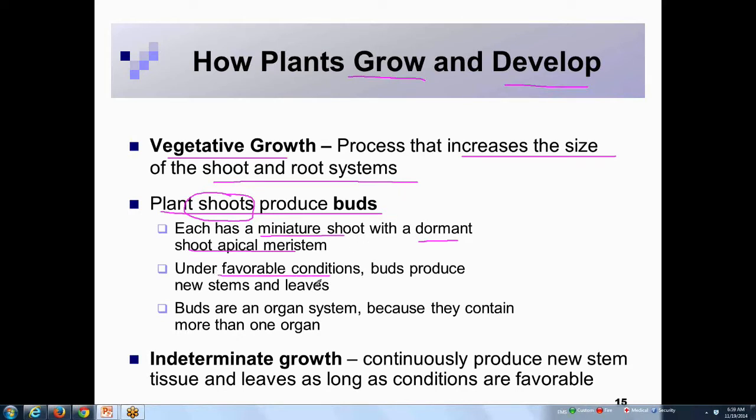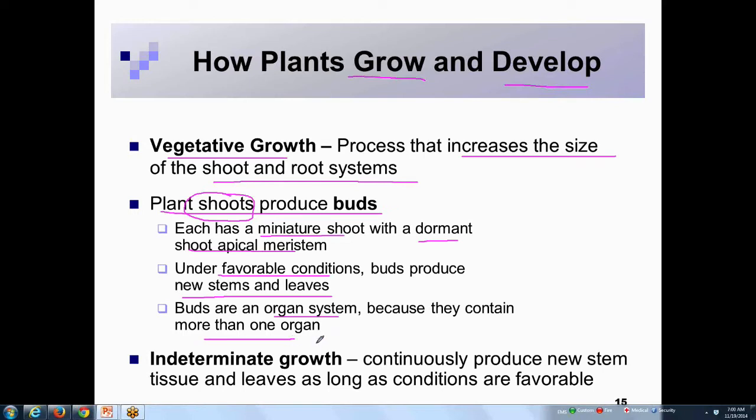Under favorable conditions, the buds produce new stems and leaves. However, there are some buds that will develop into flowers. But most of the buds you see on a plant are going to develop into new stems and leaves, which is the shoot system. Now remember, buds are an organ system because they contain more than one organ. They will have an immature stem and leaves inside of them, along with bud scales on the outside. The bud scales are mostly there in plants that live in temperate areas, places that can get cold in the wintertime, to protect the delicate immature organs underneath. In tropical areas, you don't see the bud scales so much.